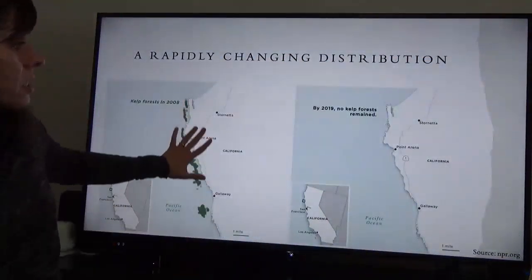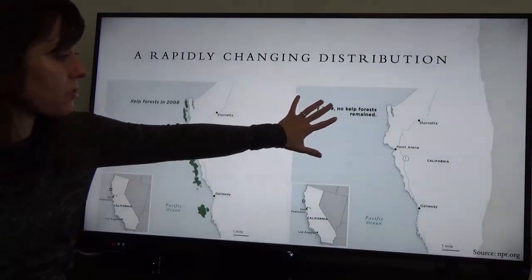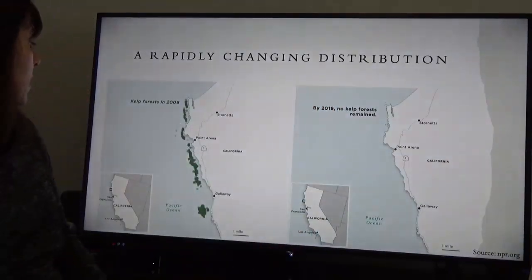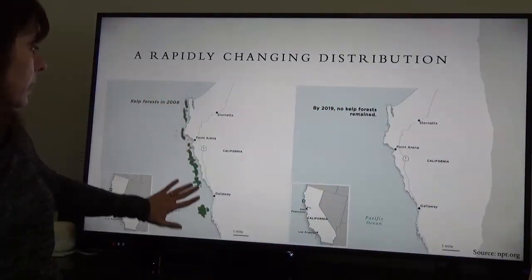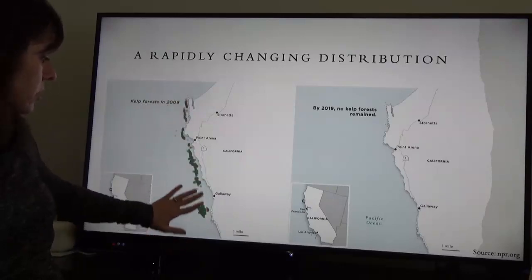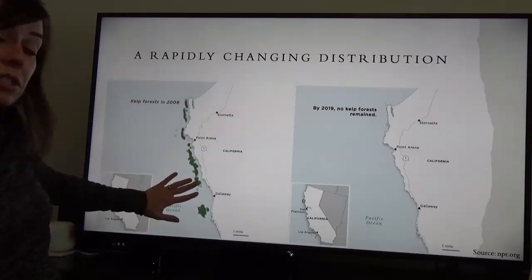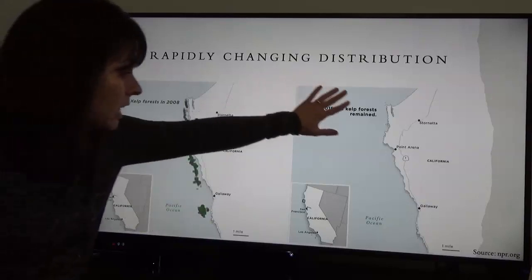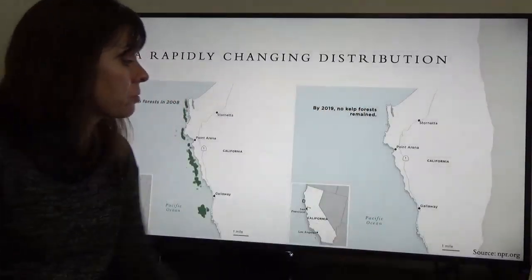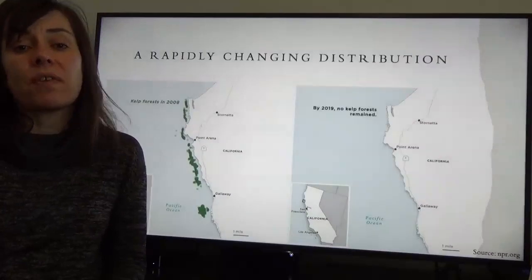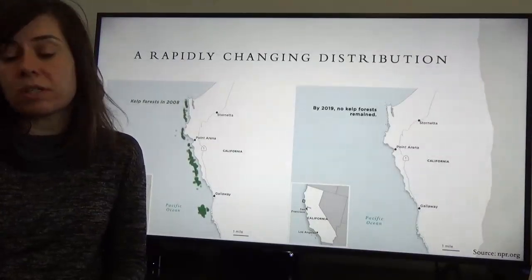here's some information. This is not from the same area that's in your text. This is from the coast of California. But we can see that in 2008 there were kelp forests all along the coast here, and so we see the distribution depicted in these green dots. By 2019 there were no kelp forests remaining. So this was fairly alarming to researchers.